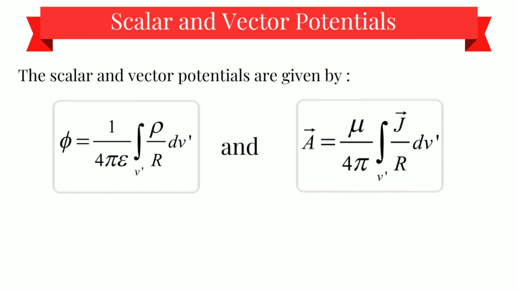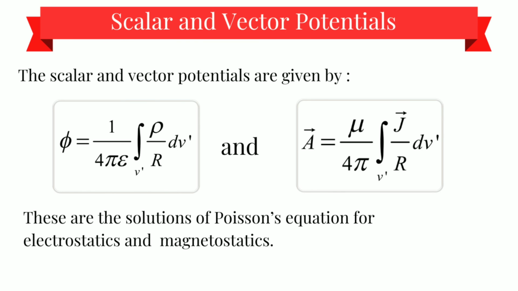And we know the values of the scalar and the vector potential phi and A, that is phi is equal to 1 upon 4 pi epsilon integral over V dash of rho upon R dV dash, and vector potential A is equal to mu upon 4 pi integral over V dash of J upon R dV dash. These are the solutions of the Poisson's equation for electrostatics and magnetostatics. These solutions may themselves be time dependent because rho and J may be functions of time, but they neglect the time retardation effect associated with finite velocity of propagation of time varying electromagnetic fields.